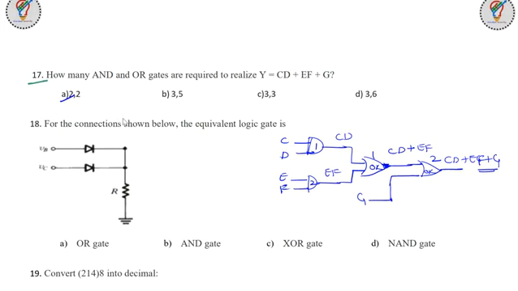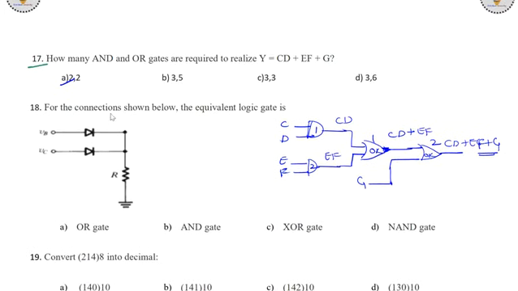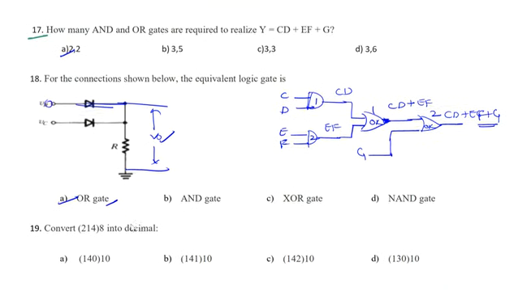Next one. Now this is a very simple question. For the circuit shown below, what is the equivalent logic gate? The answer is OR. Why? Because if any one is positive, it will conduct. The output will appear here as something, say V naught. If any one switch is on, the output will be V naught. So the answer is: any one switch on means OR gate. You have seen the truth table of this. If you want, you can review it here.